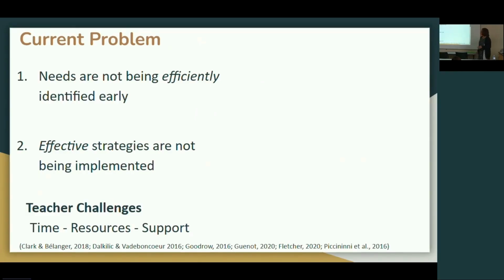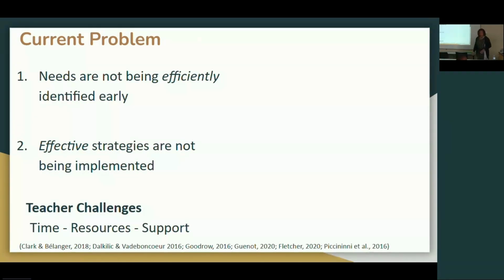The first is that needs sometimes are not efficiently identified early due to varying provincial policies, and also when the support is provided, the strategies may not be effective if the student is not involved in the process or if they feel stigmatized. But teachers also face challenges. They sometimes have a lack of time, lack of resources, and lack of support in the classroom.